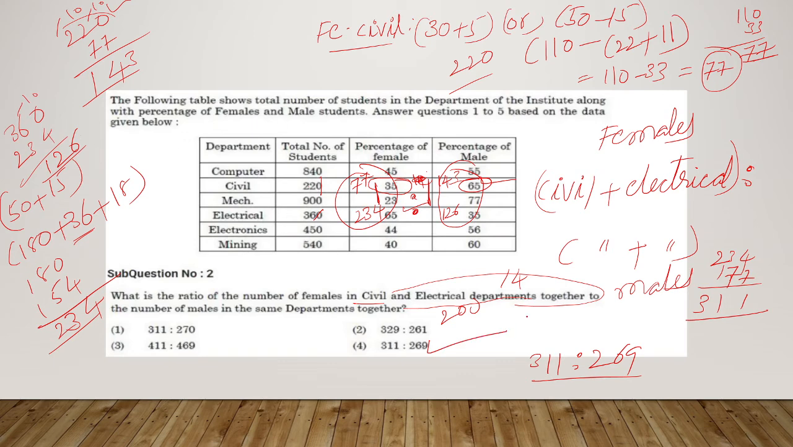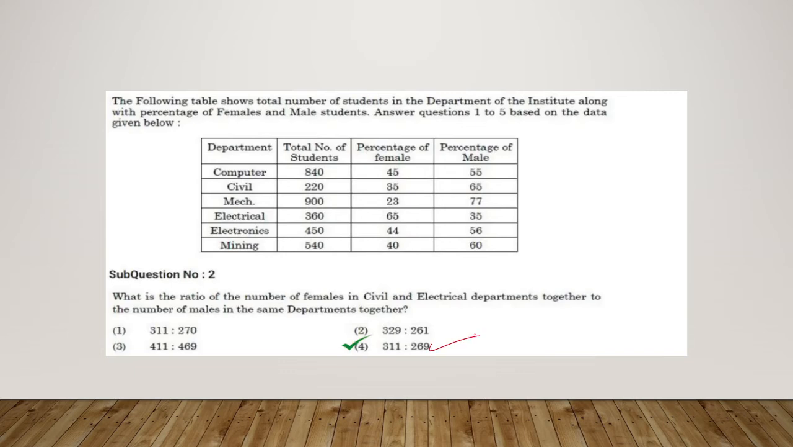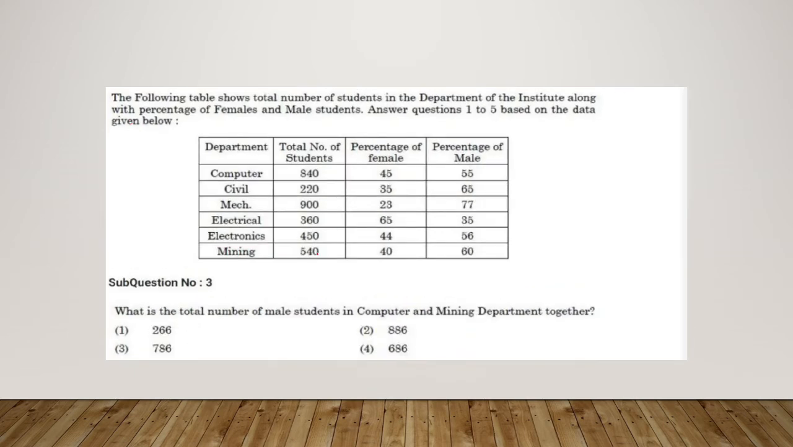Okay, this is very easy, right? If we find the 1 percentage of the same department female, we got it. That means the remaining are male. This is very easy. Next, this is the answer. Next question is, what is the total number of male students in computer and mining departments together?